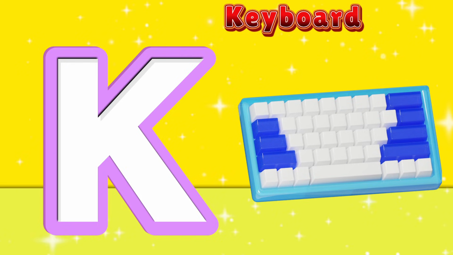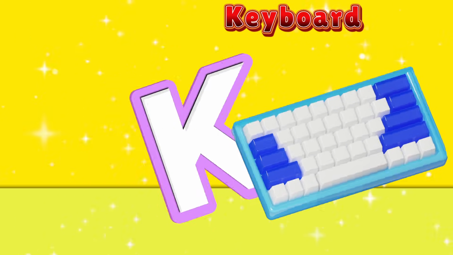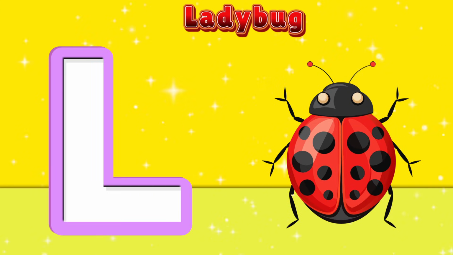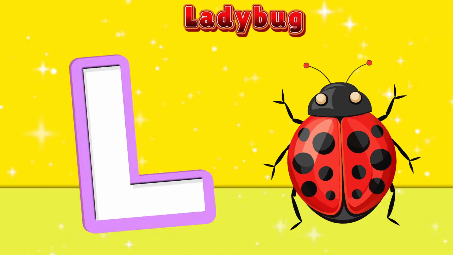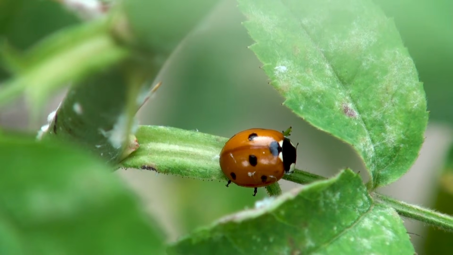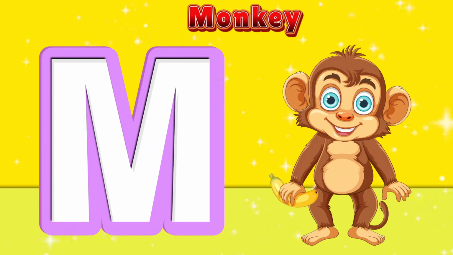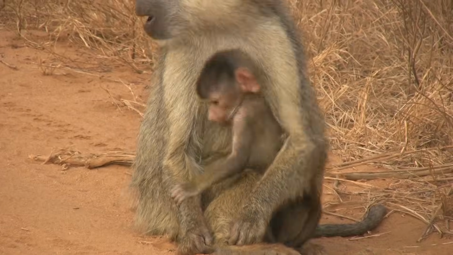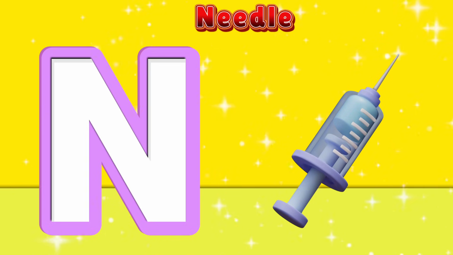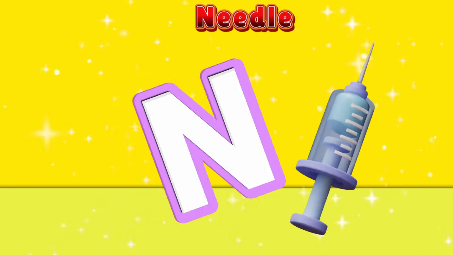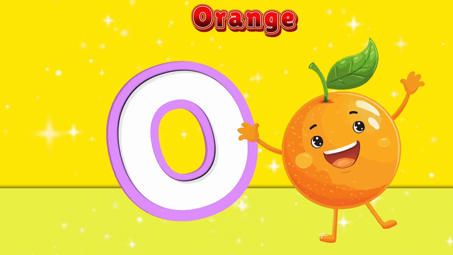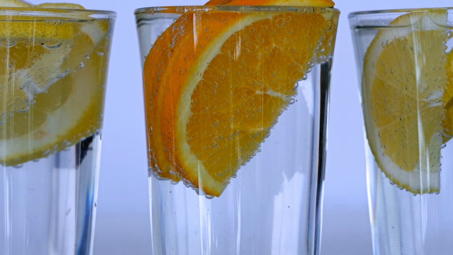K is for keyboard, keyboard, keyboard. Click keyboard. L is for ladybug, ladybug, ladybug. Tiny ladybug. M is for monkey, monkey, monkey. Monkey. N is for needle, needle, needle. Silver needle. O is for orange, orange, orange. Juicy orange.